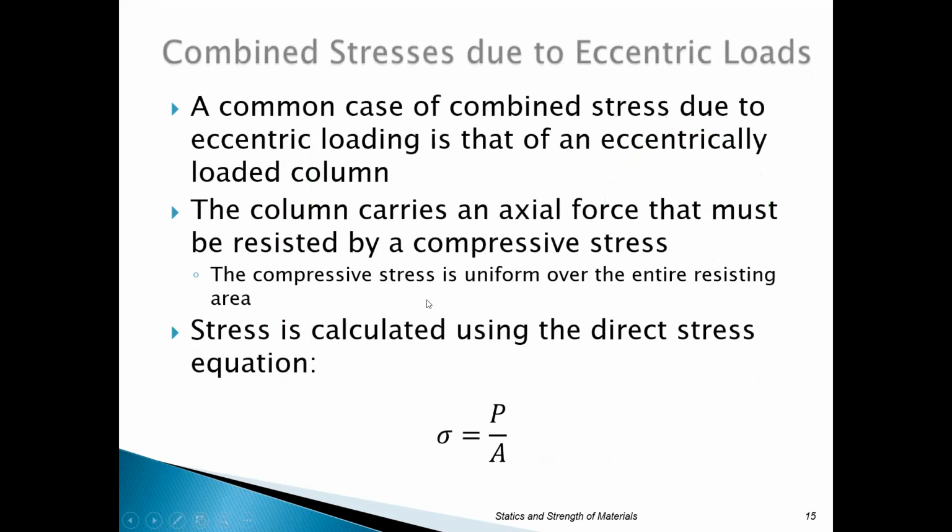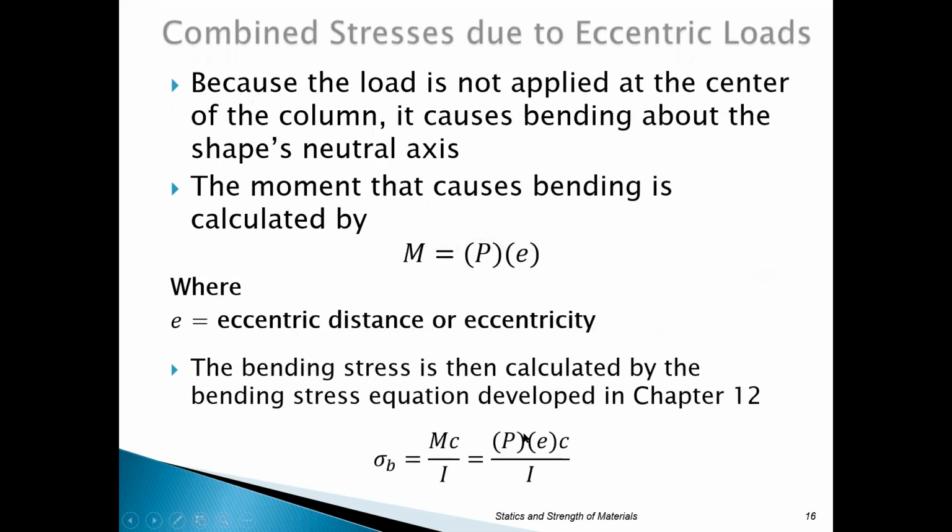Okay, so essentially, it's a common case where you may have, for instance, a column that is loaded eccentrically. The column might not carry the axial load right in the middle. But it's going to be resisted by compressive stress as a normal stress here, force over cross-sectional area. But then because that load is applied not in the center of the column, it causes bending about that shape's neutral axis.